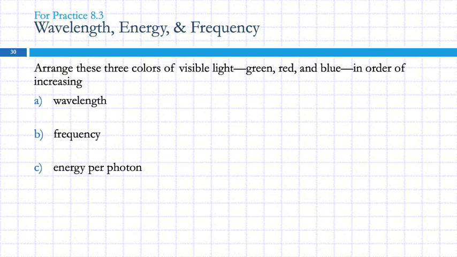So this is something you should be able to do for an exam, and I'm going to show you how you can remember it. This is asking us to arrange 3 colors of visible light, red, green, and blue, in order of increasing wavelength, frequency, and energy. I can almost guarantee you there'll be a question like this on the next exam.